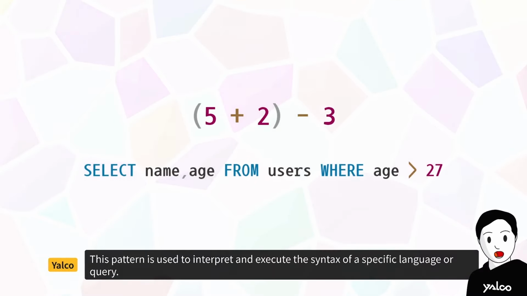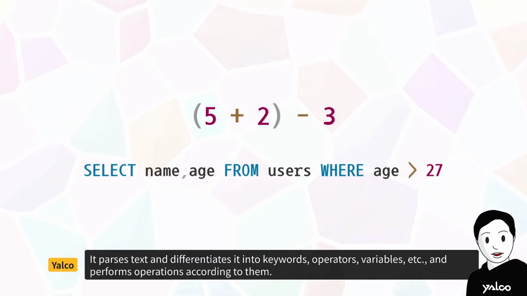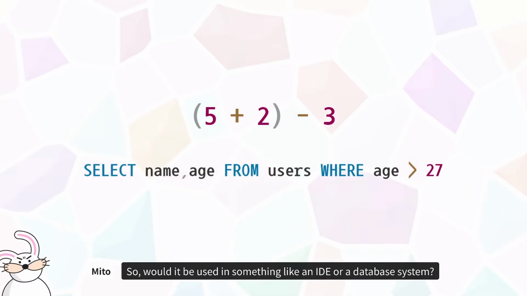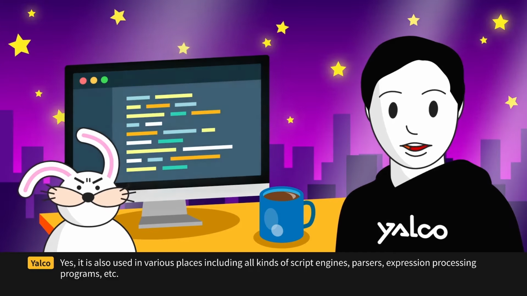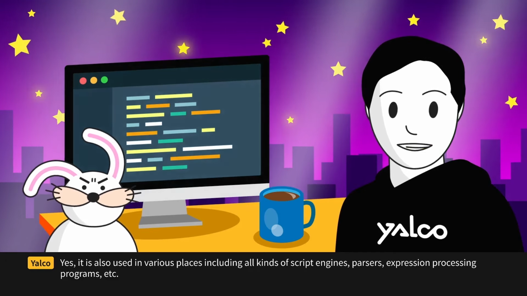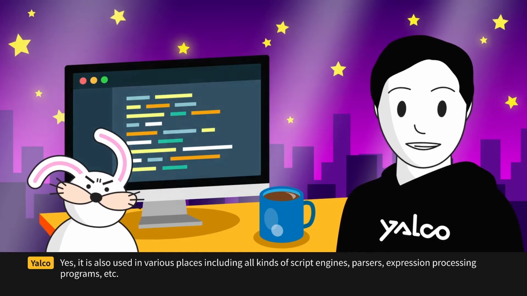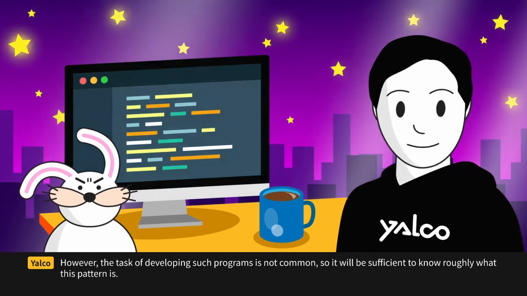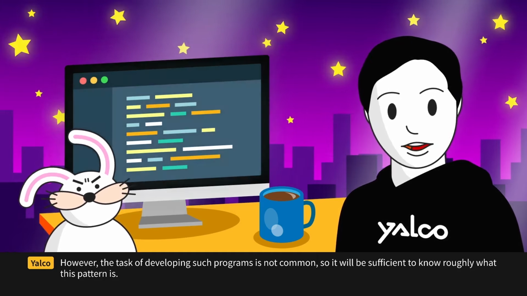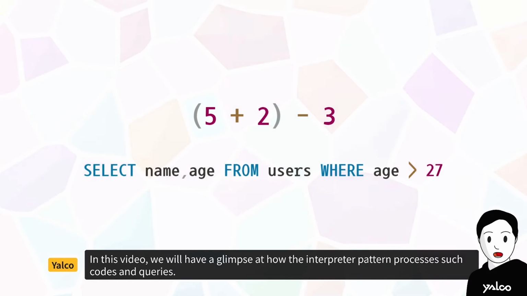This pattern is used to interpret and execute the syntax of a specific language or query. It parses text and differentiates it into keywords, operators, variables, etc., and performs operations according to them. So, would it be used in something like an IDE or a database system? Yes, it is also used in various places, including all kinds of script engines, parsers, expression processing programs, etc. However, the task of developing such programs is not common, so it will be sufficient to know roughly what this pattern is. In this video, we will have a glimpse at how the interpreter pattern processes such codes and queries.